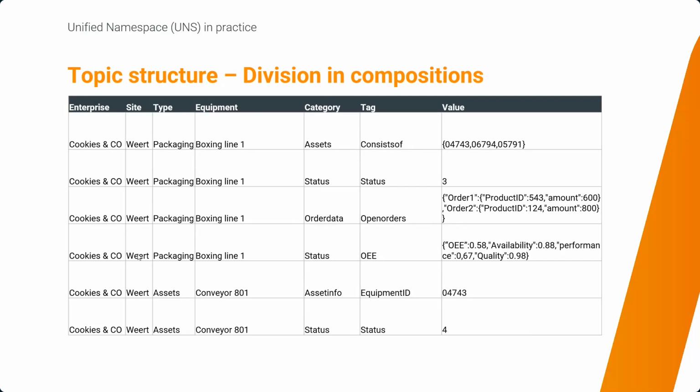Then we also have a folder in here called assets. And the assets folder consists of all assets, conveyor 801, 802, and so on. And they, of course, have an equipment ID and a status. If you really want to combine the data from the boxing line 1 and the conveyors, we just need to have a look in the assets folder, the "consists of" tag, and then we need to take a look at the IDs that are used within boxing line 1. And then we are able to see the statuses of those tags.